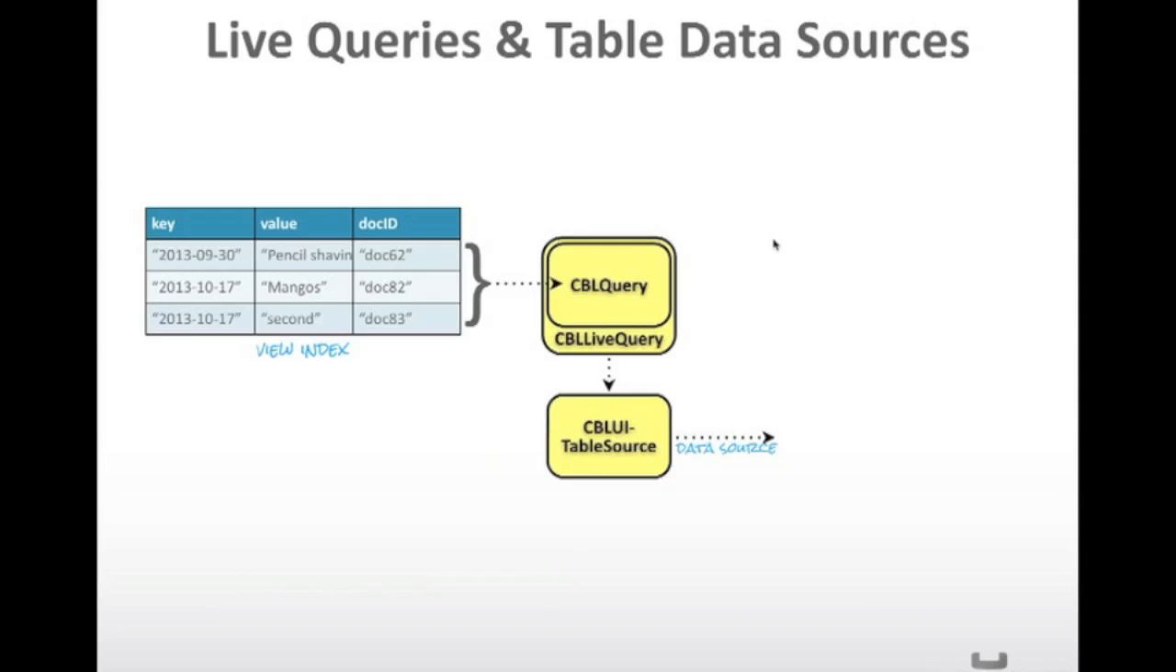So let's continue on with our saga of this view and the index. Here's the index, or part of it, that got built before at indexing time. And now we're querying, so we've got the CBL query that's grabbing out the rows from the index. The CBL live query addition to CBL query is going to keep on updating that whenever things change, passes that to the CBL UI table source object, which acts as the UI table view data source, and then updates the table view.